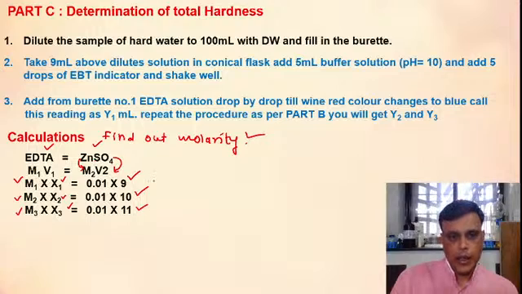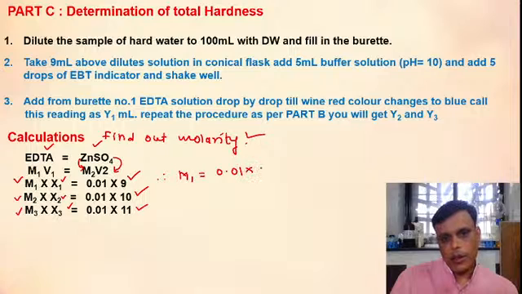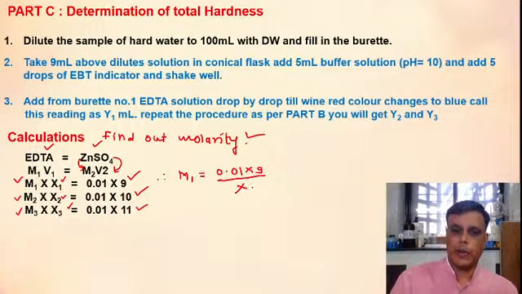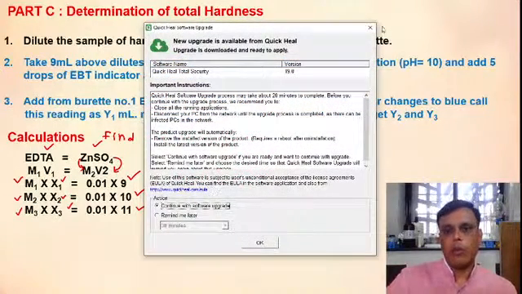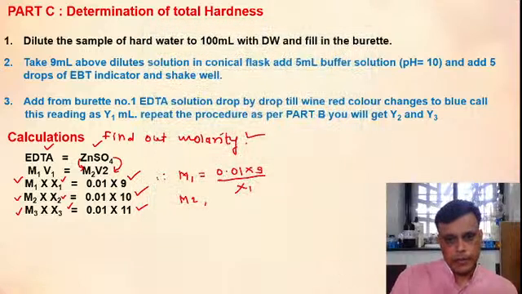Very simple. M1 is equal to 0.01 into 9 divided by X1. M2 is equal to 0.01 into 10 divided by X2, and M3 is equal to 0.01 into 11 divided by X3. So you will get M1, M2 and M3.